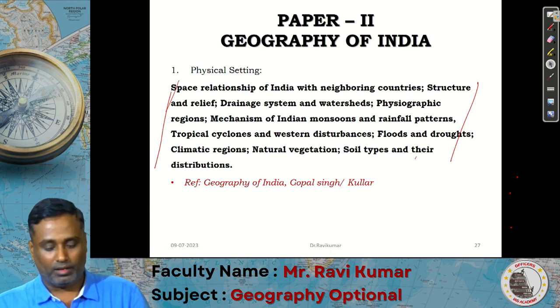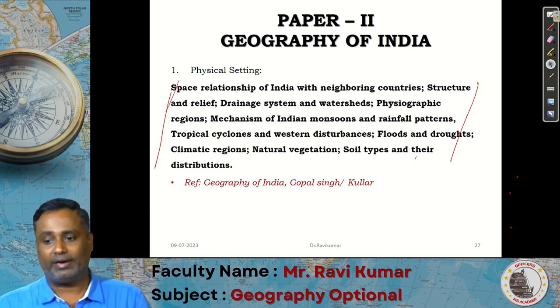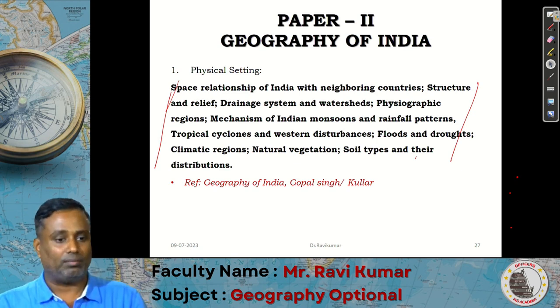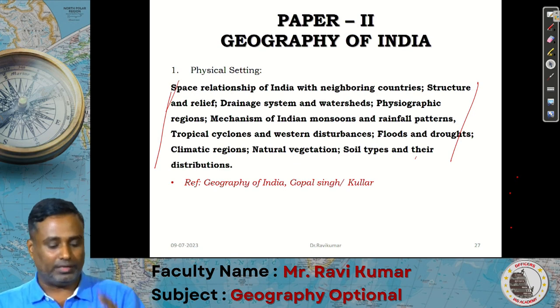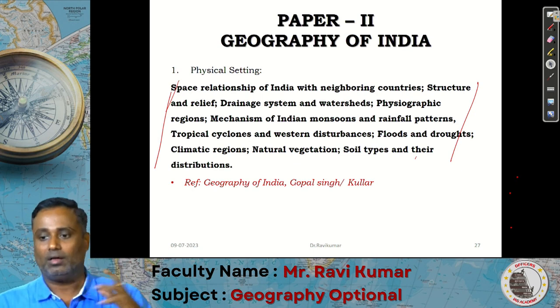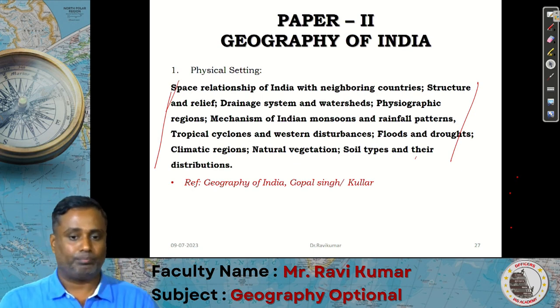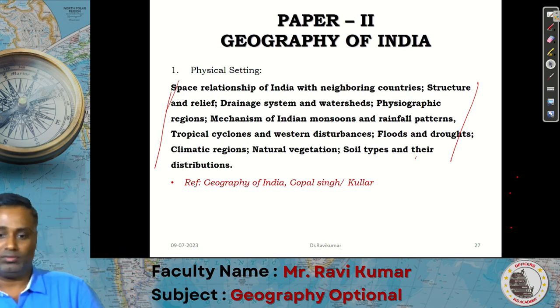Okay, and don't go to different varieties of books. Go with any one book, maybe Kullar or Gopal Singh or Majid Hussain, whatever. Take one book and read it properly. That is more than enough. Don't read a variety of books. Read it and try to observe the content and think about the different ways in which we can present different kinds of pictures like that, right?